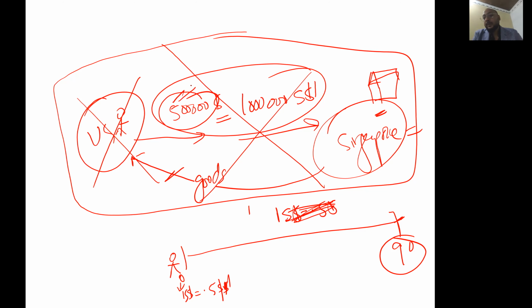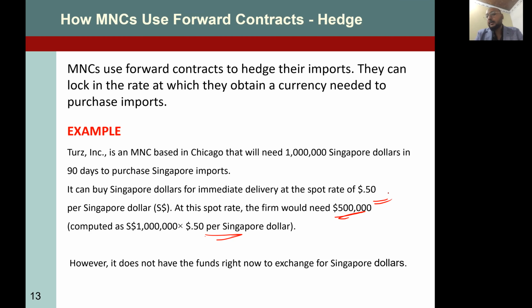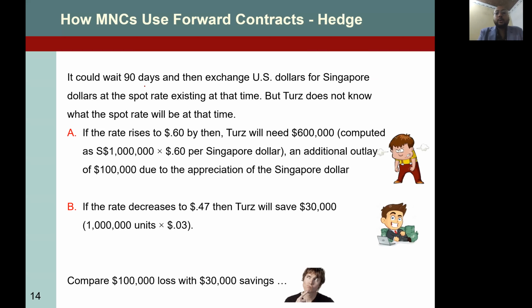Let's see that. So right now at the spot rate, they would be needing $500,000. However, it does not have the funds right now to exchange for Singaporean dollars. So what will they do? It could wait for 90 days. They have two options. It could wait for 90 days and then gather the money. And then after 90 days, when they have this 1 million equivalent amount of US dollars, then they will send it to the Singaporean firm.